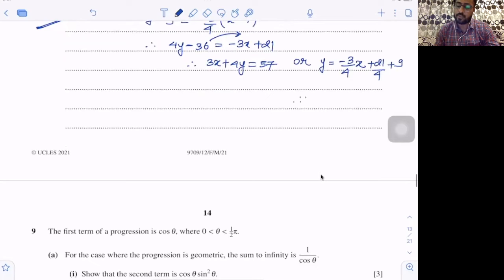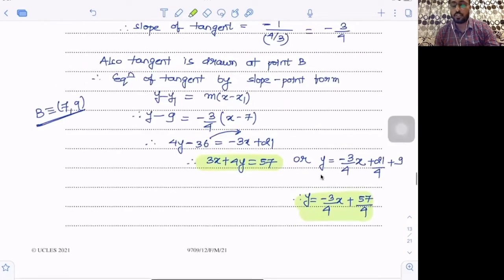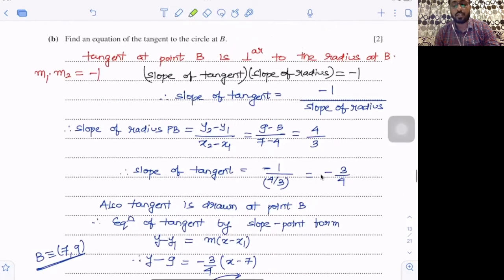So you can write the equation as y is equal to minus 3 upon 4 x plus, you can cross multiply, and you get it as 57 upon 4. You can write the equation like this also. So whatever equations you write, either you write 3x plus 4y equal to 57, or you write y equal to mx plus c form, both the answers will fetch you the full marks. So this is how you can find the equation of the tangent.